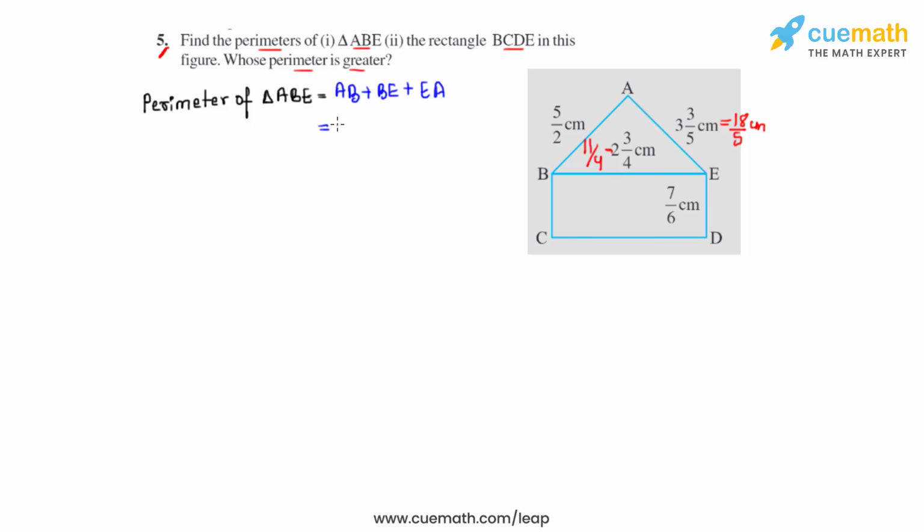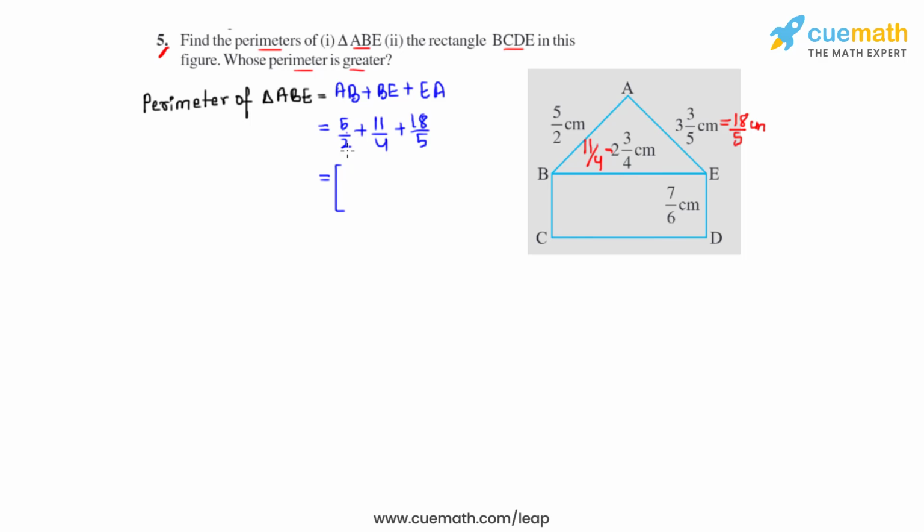So for AB the length is 5 over 2, for BE it is 11 over 4, and for EA it's 18 over 5. You see that these are unlike fractions because the denominators for all three of them are different, so we'll have to convert them into like fractions. The LCM for 2, 4 and 5 is 20. So we'll make the denominators for all of them 20.